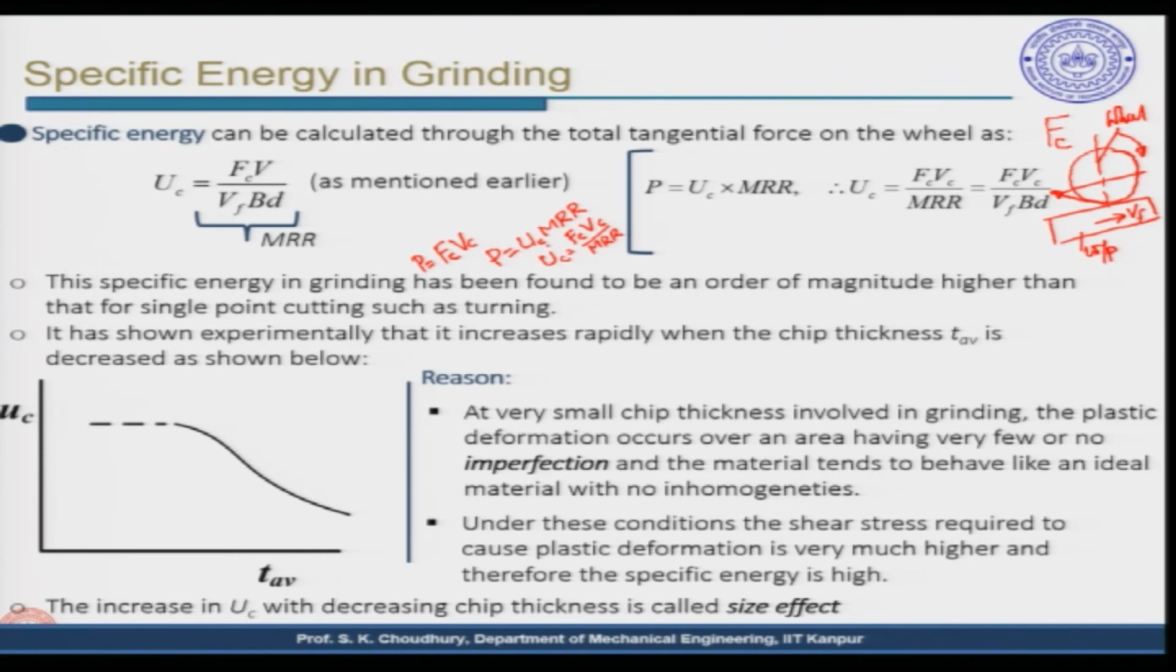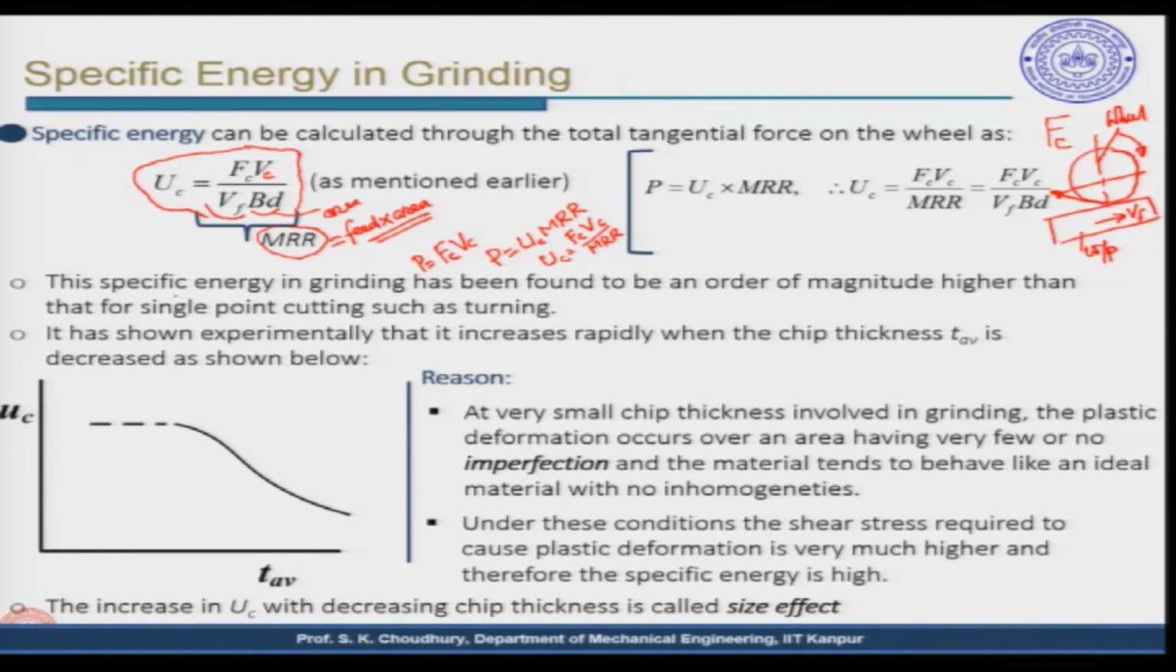So, this is what we are writing here, that Uc is equal to Fc into Vc. So, let us consider this as Vc. So, we said that V and Vc is the same. Now, divided by the material removal rate, and the material removal rate is equal to speed into area. So, this is the area of cut, and this is the feed velocity. So, feed into area is equal to material removal rate that we have seen earlier. So, we are finding out that the Uc is this. Now, it is coming from here, whatever I have written.